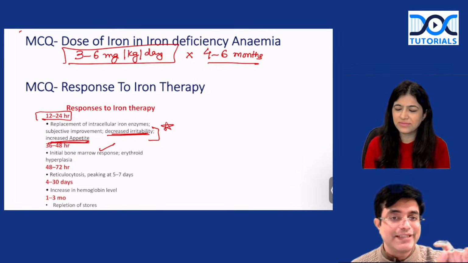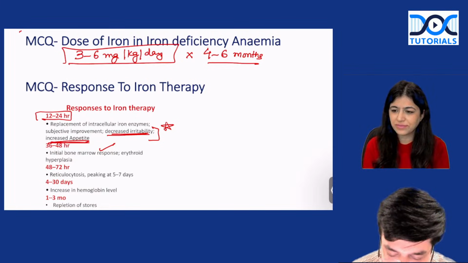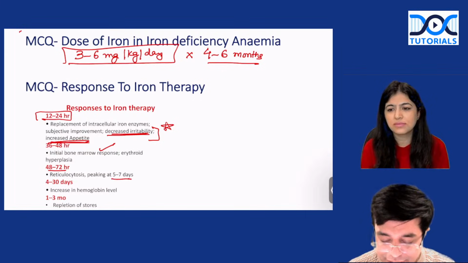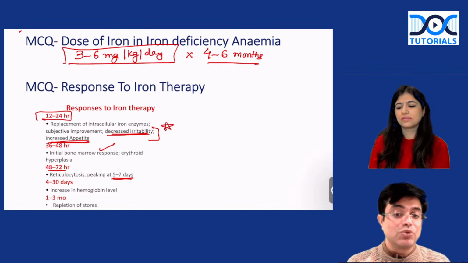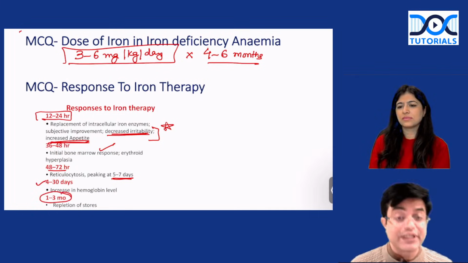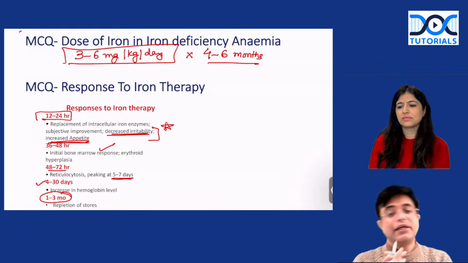Reticulocytes, the immature RBCs, they tend to start rising between 40 to 72 hours, but they peak at about 5 to 7 days. Hemoglobin level generally starts rising between 1 to 2 weeks. The range given in Nelson is 4 to 30 days, and replenishment of stores takes another 1 to 3 months. So this is the response to iron therapy that you need to remember.